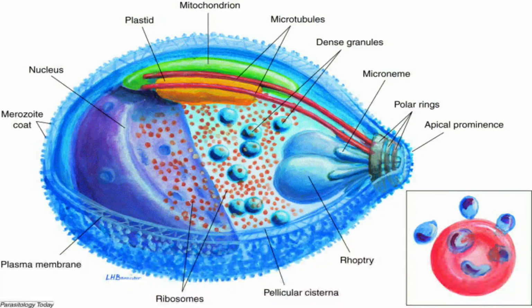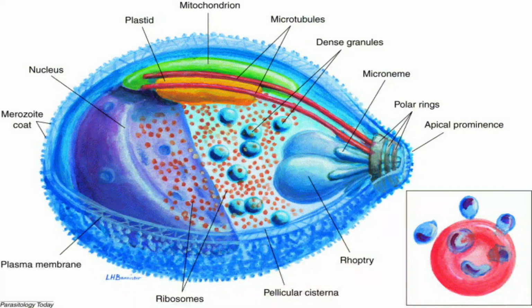Also, it consists, as I've already said, of a plasma membrane. Outside of it, there is a merozoite coat. The nucleus, we have seen it. I've already mentioned it from the apicomplexan in general. It has dense granules and microtubules. So we see here there is a Rhoptry and a microneme.